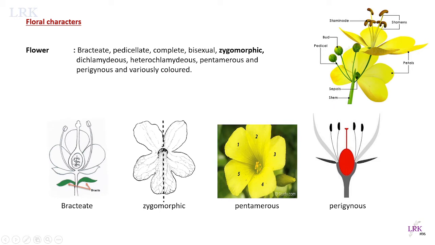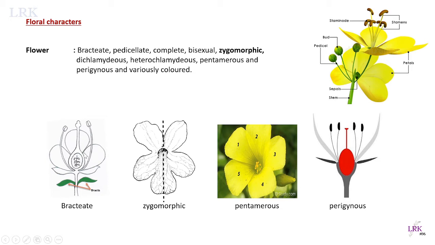Complete means all the four whorls are present. Okay, what are the four whorls? Calyx, corolla, androecium, and gynoecium. If all the four whorls are present, then we call it a complete flower. And when a flower is complete, it is definitely a bisexual flower. That means it has both the male and female reproductive organs, that is androecium and gynoecium.